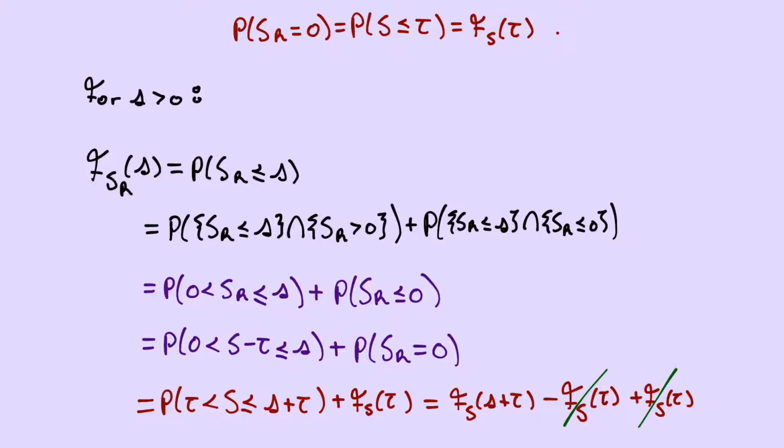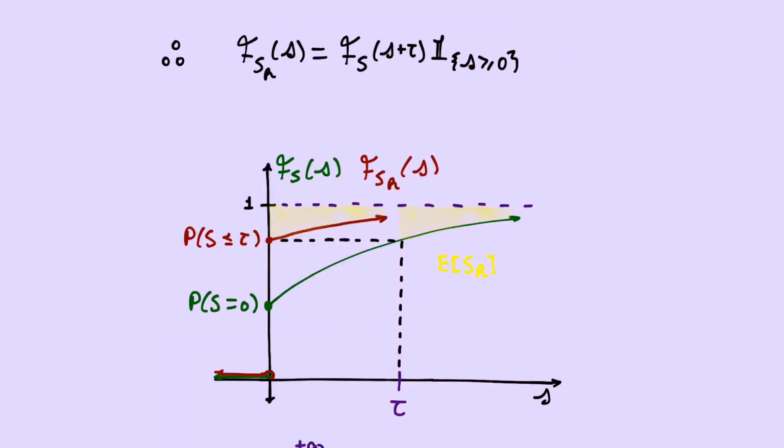So in general, we can write the distribution function of the random variable SR evaluated on any real number little s to be equal to this expression: the distribution function of the random variable S evaluated on the real number little s plus tau, but this only when the real number little s is greater or equal than 0. In the other case, this distribution function would be equal to 0.